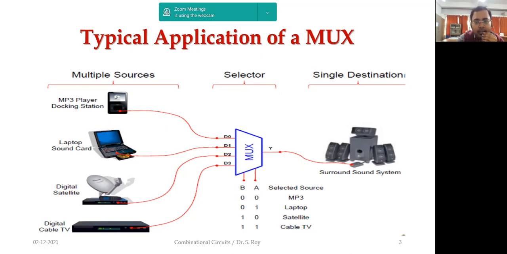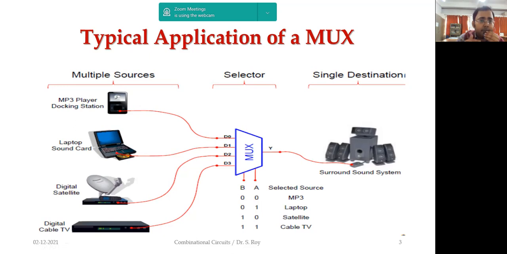Now, we need some switch to decide which source, which device, is connected with the sound system at a moment. That is the role of the select line. Say I assign that whenever the select line is 0 0, my music player is connected with the destination. When it is 0 1, the laptop; 1 0, the satellite; and so on in this way. So this is a typical application of the multiplexer.